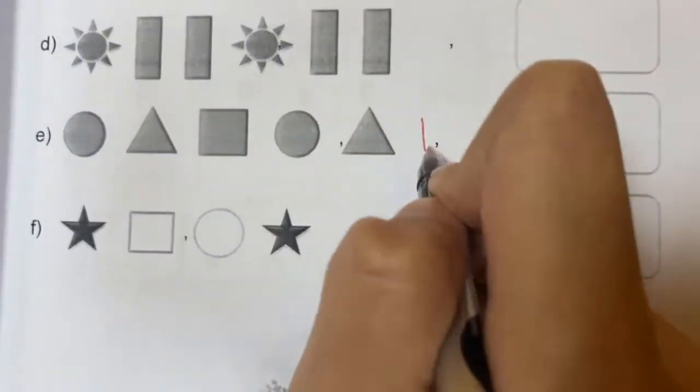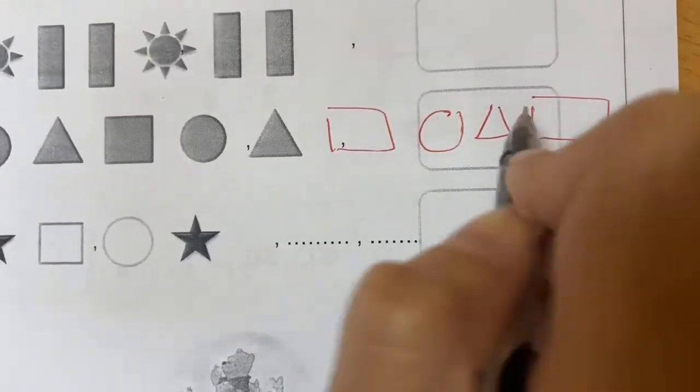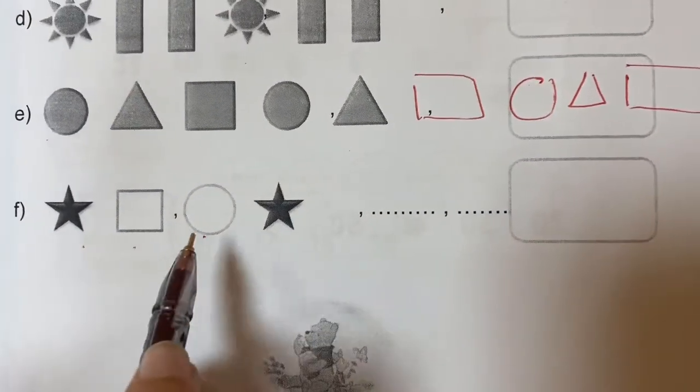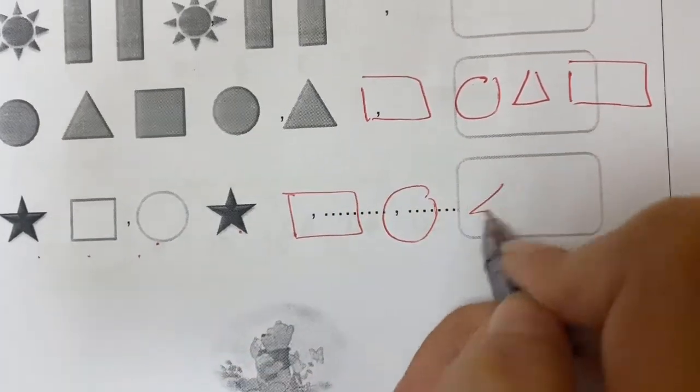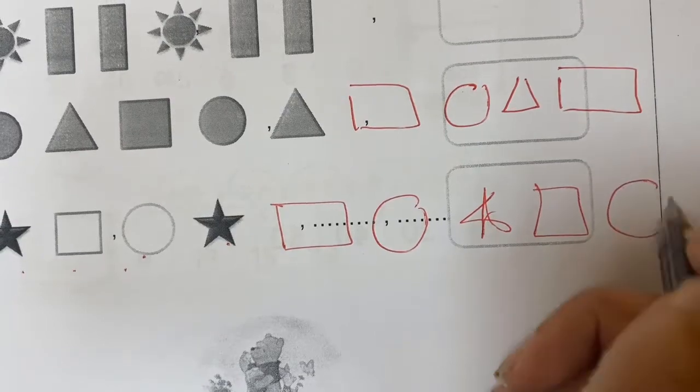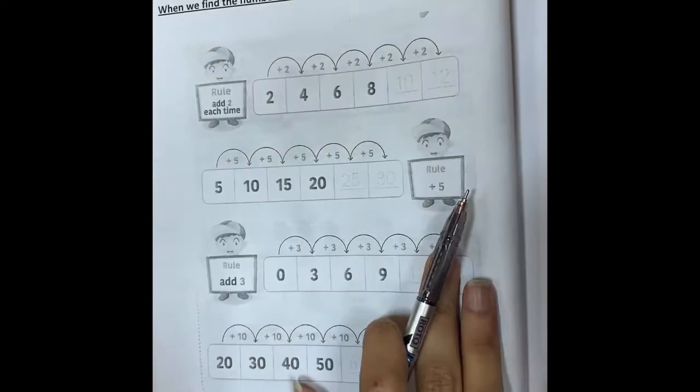Circle, triangle, square. Circle, triangle, square. So the rule is circle, triangle, square. Star, square, circle. Star, square, circle. So the rule is star, square, circle. Here, the patterns with numbers.